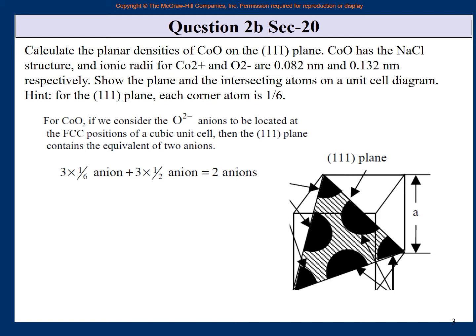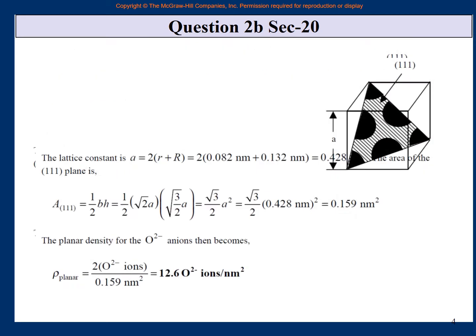It is planar density. Planar density is the number of atoms on the plane divided by the area of the plane. So the number of ions on the plane is this, and then for this plane you find the area of the plane. So I am showing you the rest of it. For this type of ceramic, remember that A is equal to 2R plus R. This was the basic thing. So you put the value of R and R for the 2 ions, it is given, and therefore it is 0.428 nanometer and so on, right? So this is directly there.